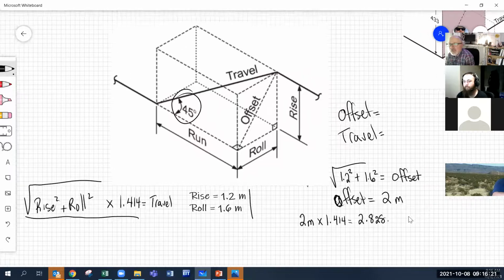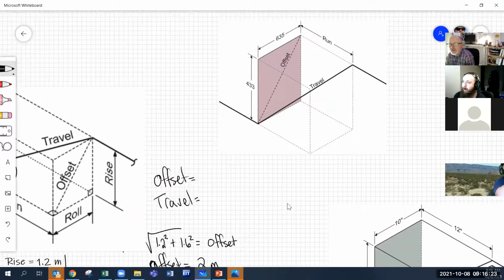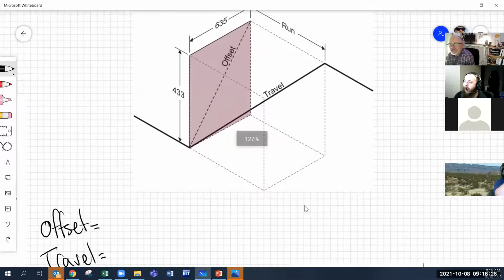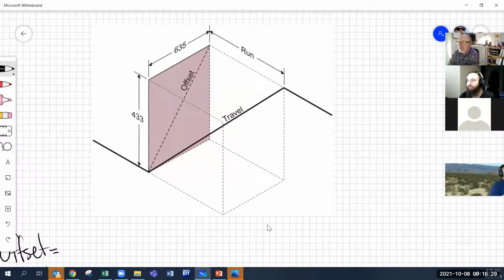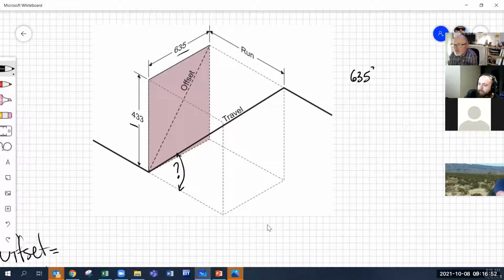The next example that we're going to do is right here. I think we've actually seen this before, but that's okay because these are examples. In this particular one, we do not know what our angle is or what kind of fittings we're using. So we still have the 2. We could figure this out where we take our 2 variables, 635 squared plus 433 squared should equal my offset.